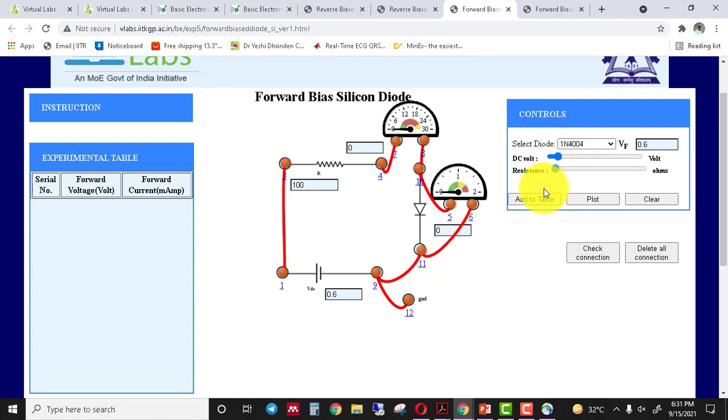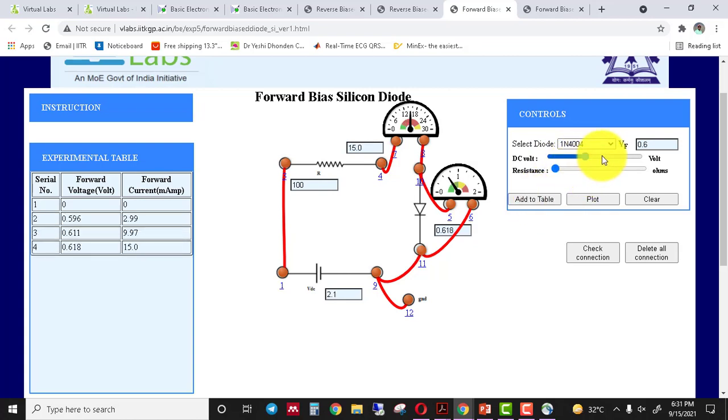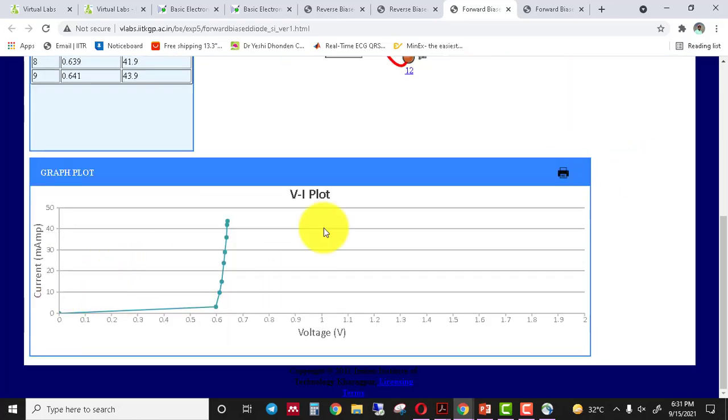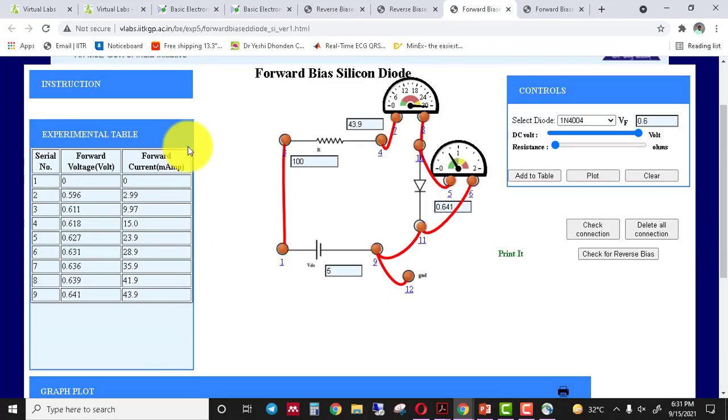So firstly we start varying the DC voltage and take readings at every increment of the voltage level from 0.2 volt to 5 volt. Okay, so here you see the behavior of the current and voltage in the diode circuit. Okay, now click on the plot, and here you can see that this is a forward bias characteristic, and the diode starts conducting above 0.6 volt. So this is the forward bias characteristics of silicon diode.